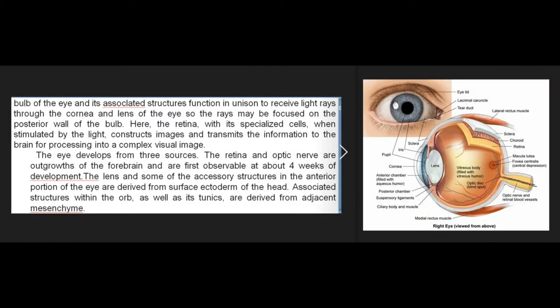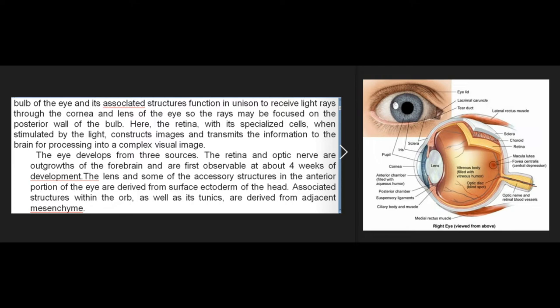The bulb of the eye and its associated structures function in unison to receive light rays through the cornea and lens of the eye so the rays may be focused on the posterior wall of the bulb. Here, the retina, with its specialized cells, when stimulated by the light, constructs images and transmits the information to the brain for processing into a complex visual image.